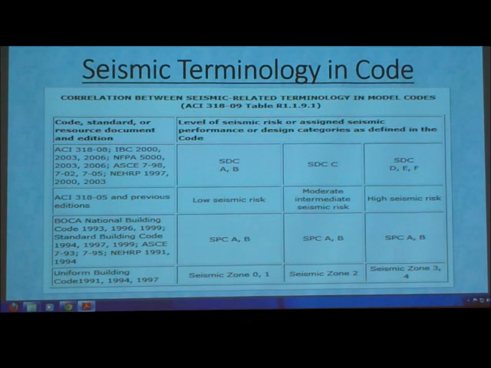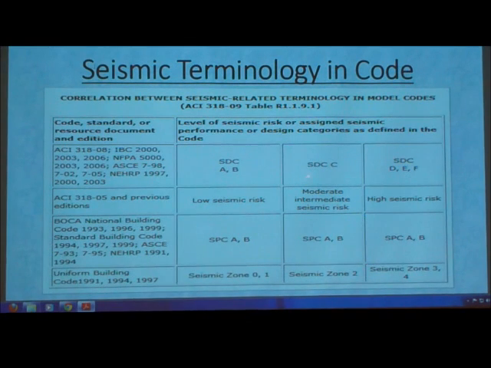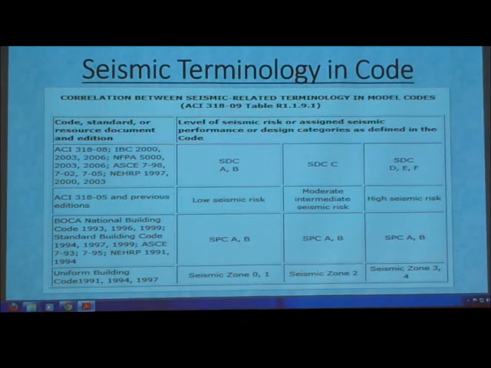And here it goes right here. It has those comparisons between what different codes use. So in ACI, they refer to the SDC as A and B for low seismic risk, C for moderate seismic risk, and D, E, and F for high seismic risk. And these are mandatory to do by the ICC, and they are directly used to help determine the maximum height of a building and the method of analysis for the building.